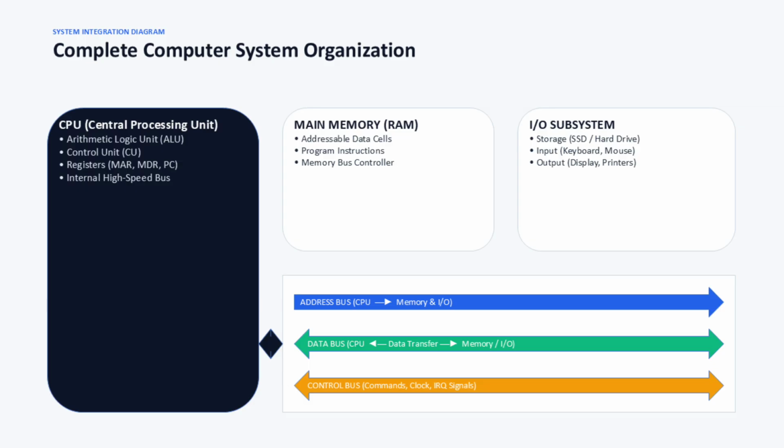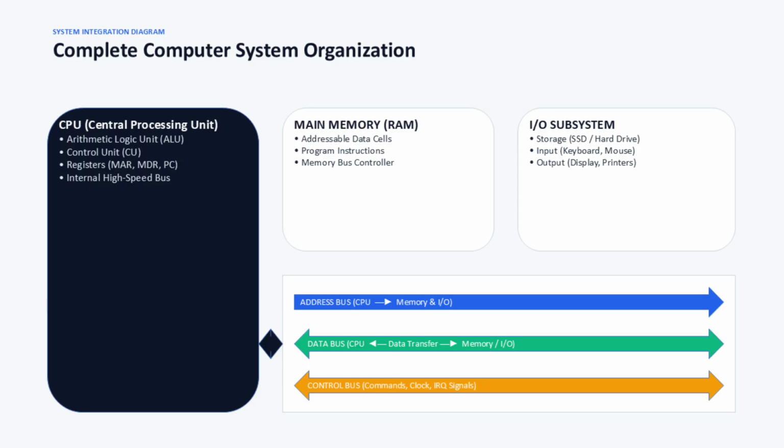So far, we have studied the address bus, the data bus, and the control bus separately. Now let's put all the pieces together and understand how an entire computer system communicates as one integrated unit. Take a look at the diagram on your screen. Notice that there are three major sections. First, we have the central processing unit or the CPU. Second, we have the main memory, which is RAM. And finally, we have the input-output subsystem, which includes devices such as storage drives, keyboards, mice, displays, printers, and many other peripherals.